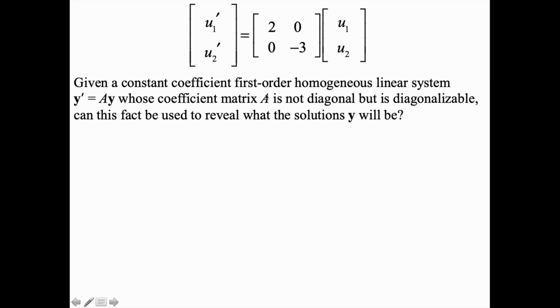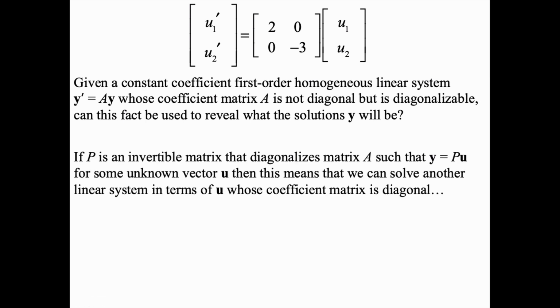What if a coefficient matrix is diagonalizable? Could we somehow make this happen where we could easily solve for the solution by inspection? Can this fact be used to reveal what the solution's y vector will be? Well, it's all predicated on whether or not, again, matrix A is diagonalizable. So if matrix P is an invertible matrix that actually diagonalizes matrix A, such that y equals P times u vector for some unknown vector u vector, then this means we could solve another linear system in terms of u, whose coefficient matrix is diagonal.